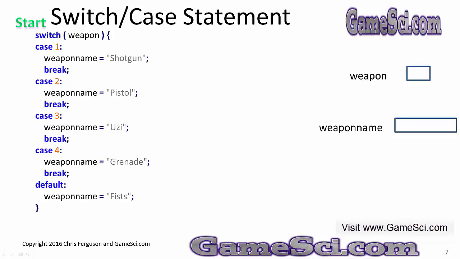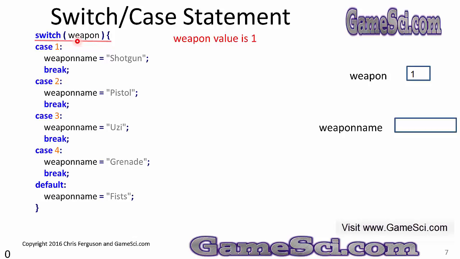We'll look at how it works by tracing the code. Start with weapon and a value of 1. What will this code do if my weapon variable has the value of 1 in it? With the value of 1 in the weapon variable, I'm going to switch on the weapon variable.